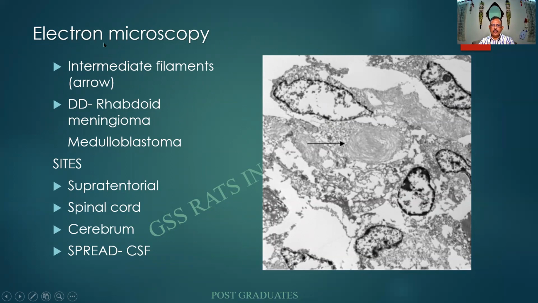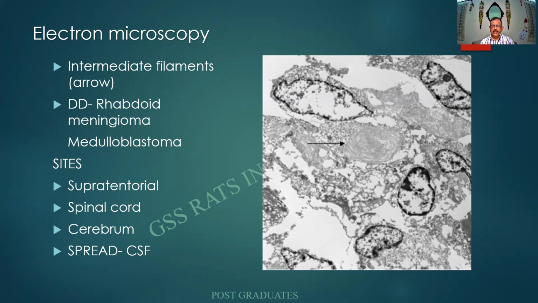On electron microscopy, I find that there can be a whorled appearance. These usually can be a mimic of the schwannoma, but it is not really so. These are intermediate filaments. But still, owing to this structure, the differential diagnosis will be a rhabdoid meningioma or a medulloblastoma. And the sites, please remember these sites. Even if you don't remember, certain things are very common.